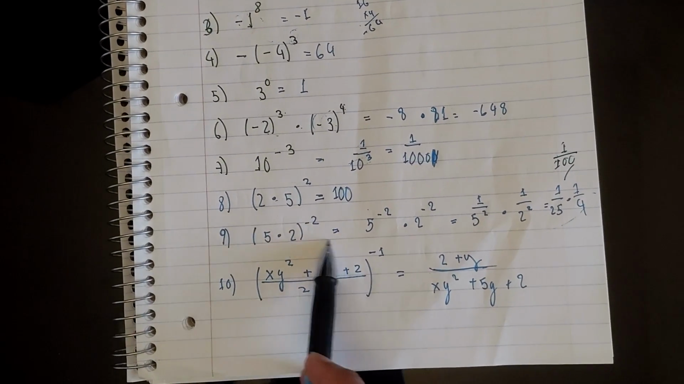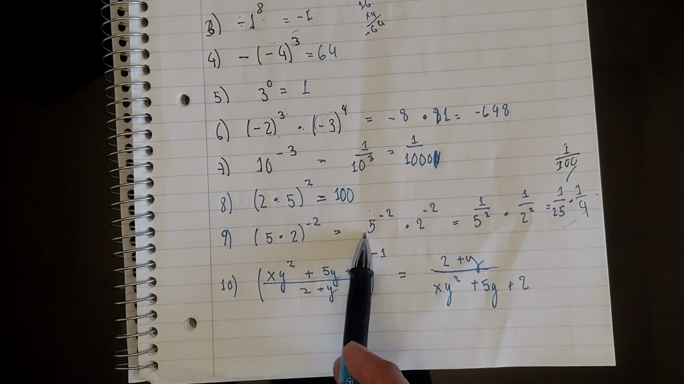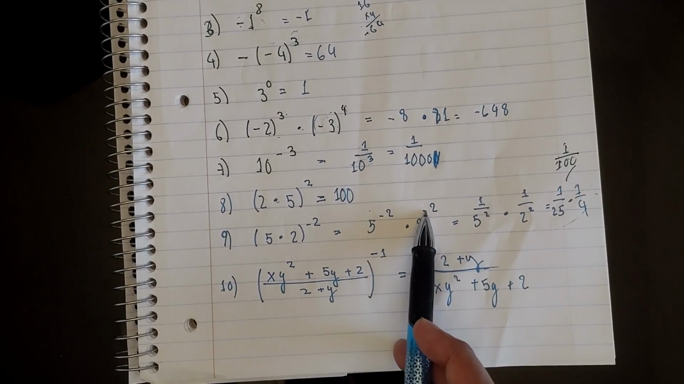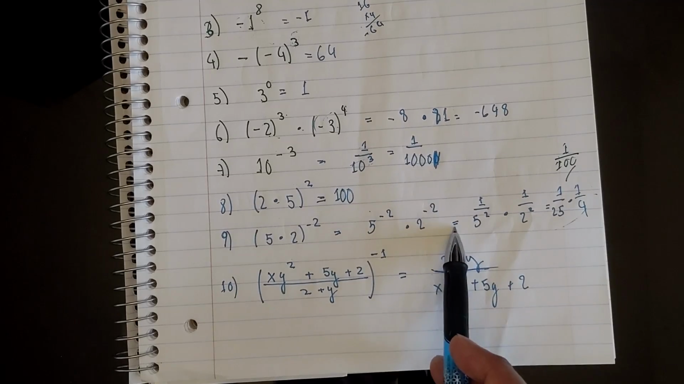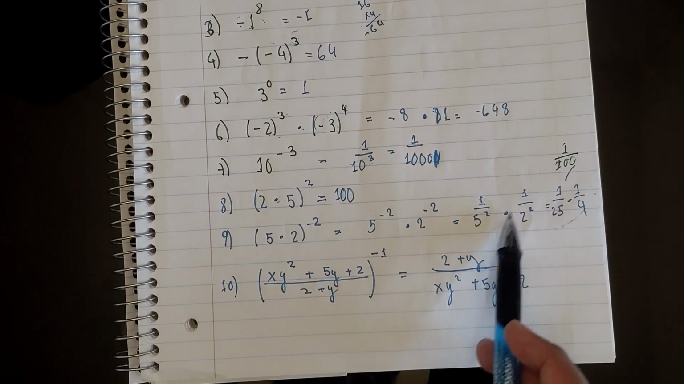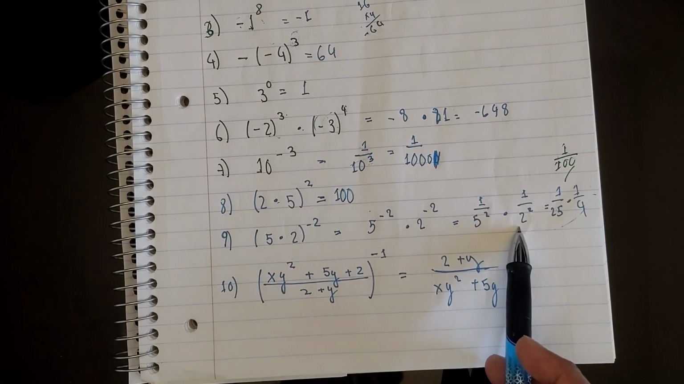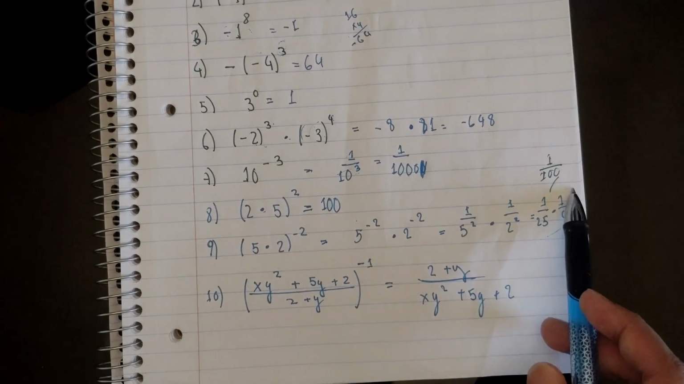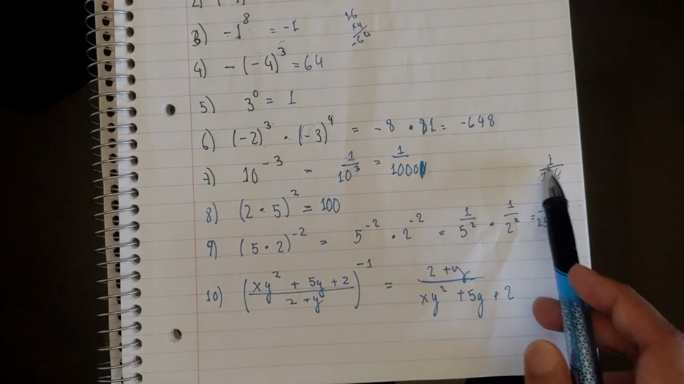For number 9, it's 5 times 2 to the power of negative 2. So we're going to distribute it. Now we're going to do 5 to the power of negative 2 times 2 to the power of negative 2. And then we're going to flip it, so it's going to be 1 over 5 to the power of 2 times 1 over 2 to the power of 2, which is going to give us 1 over 25 times 1 over 4, which is 1 over 100.